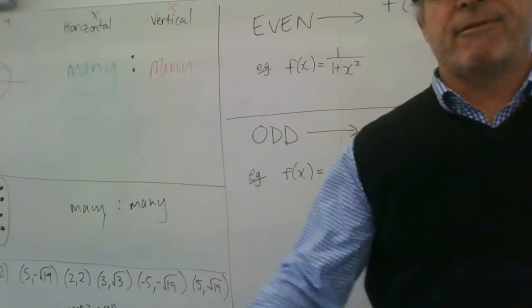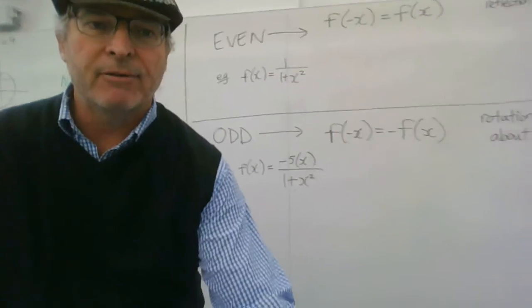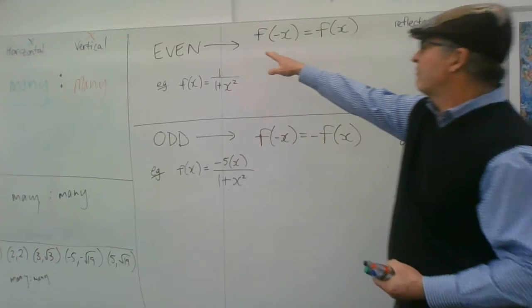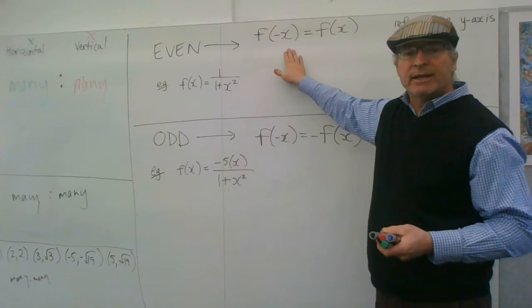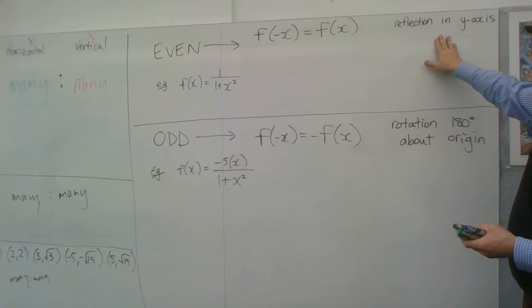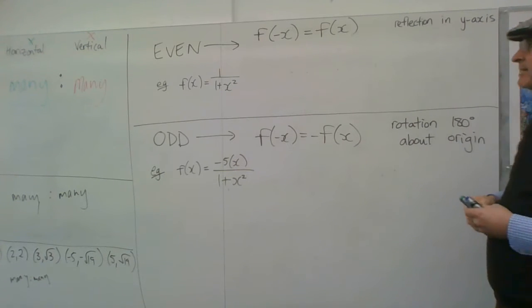Now, talking about functions, functions can be even or they can be odd. And the definition of an even function is where f of minus x is equal to f of x. As a graph, it's like reflected in the y-axis.